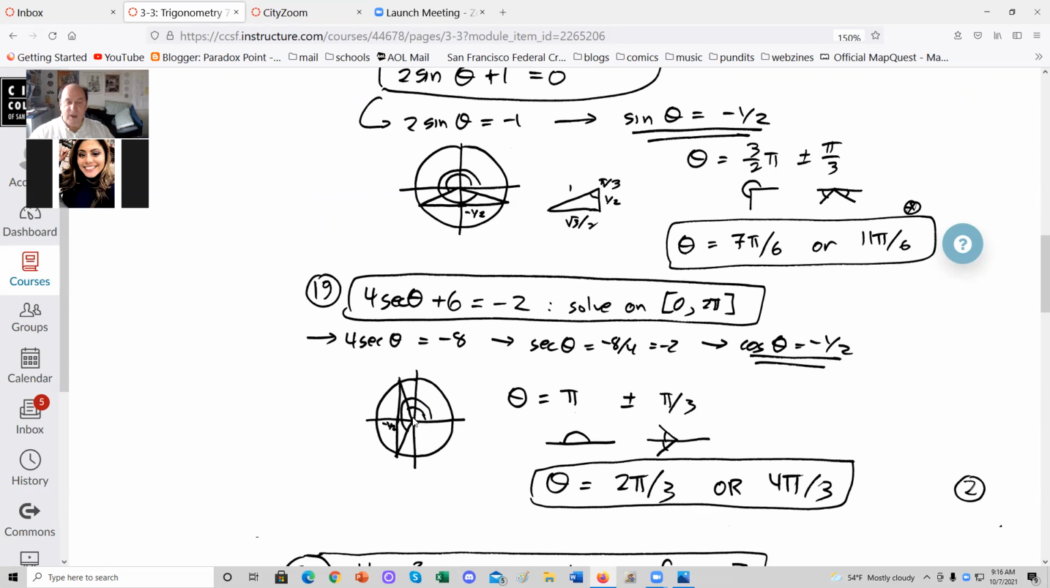Once again, we have a 30, 60, 90 triangle here, so the angle will be 180 degrees, like this, plus or minus 60 degrees, pi over 3. So pi plus or minus pi over 3 is the solution. That's 2/3 pi or 4/3 pi. I guess that'd be 120 or 240 degrees.